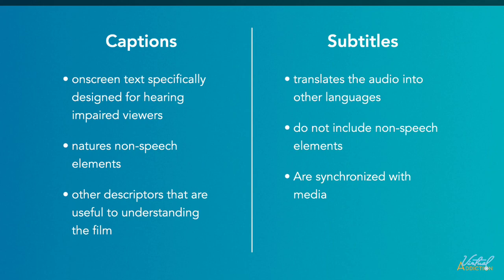Captions are on-screen text specifically designed for hearing-impaired viewers, and they include extra oral elements like background noises, musical descriptions, speaker or voice differentiation, and other descriptors that are useful to understanding the film. They come in two forms: closed captions or open captions. Closed captions can be turned off and on by the viewer, while open captions are embedded within the video and can't be turned off. Subtitles, on the other hand, assume that the viewers can hear and are most often used when the viewer wants the language of the film translated in real time.